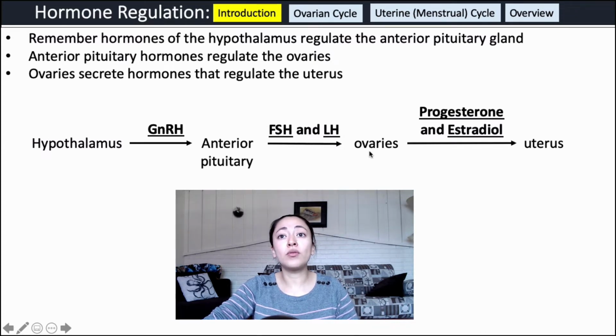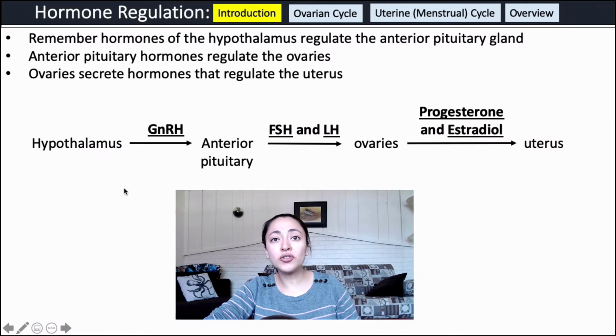Both of these hormones affect changes that are occurring in the ovaries. The ovaries contain the follicles and also that corpus luteum. Those 2 structures produce progesterone and estradiol, which therefore have an effect on receptors in the uterus and cause changes in the uterus. So as you can see, one structure is releasing hormones that have an effect on another structure or organ in the body.